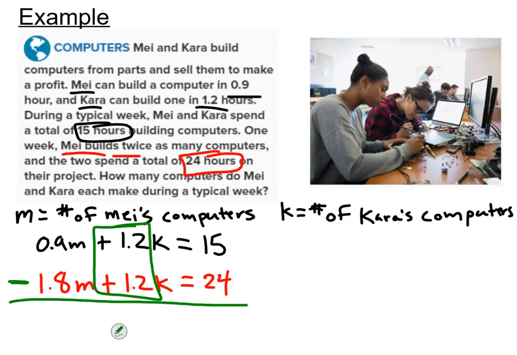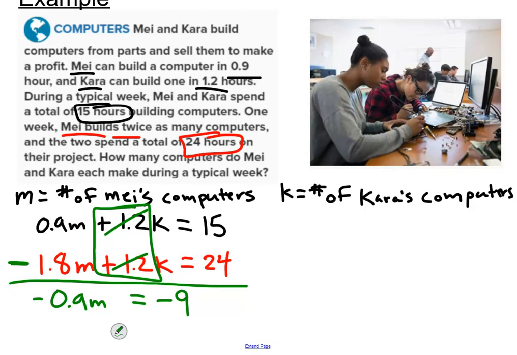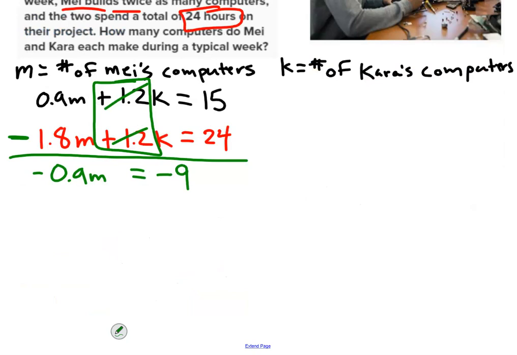So 0.9 minus 1.8 would give us a negative 0.9M. These two would cancel. And then we have 15 minus 24. That would be negative 9. Now it doesn't make a whole lot of sense with all these negatives, but if we divide negative 0.9 on both sides, we find out that Mai is 10 computers.